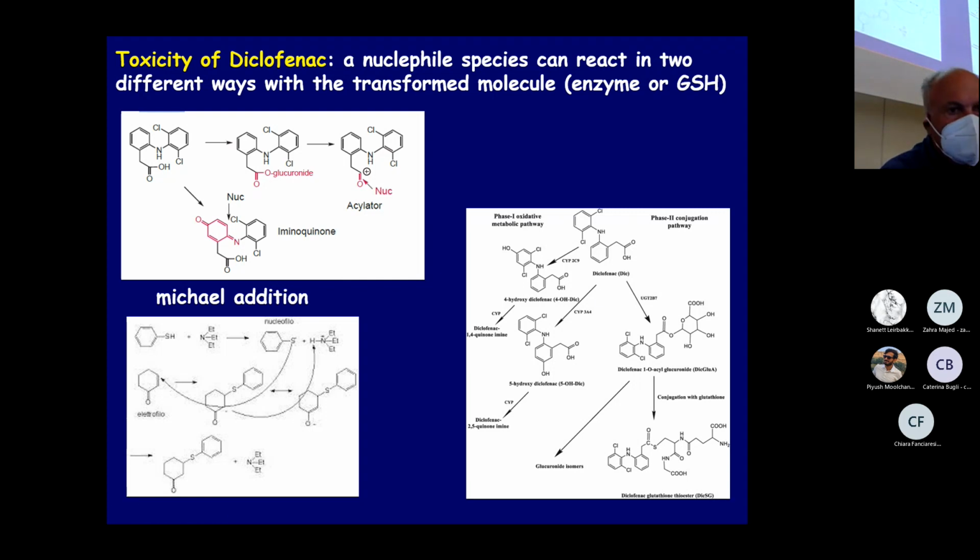Here you can see other metabolites represented by conjugation with glucuronic acids and with other compounds. Glutathione, for example, here you see. Glutathione is another important compound able to interact with aminoquinone. So glutathione can defend our enzyme system from these toxic metabolites.